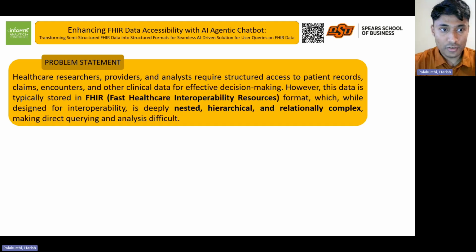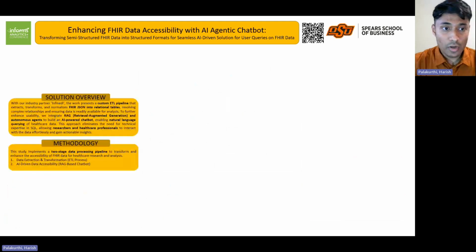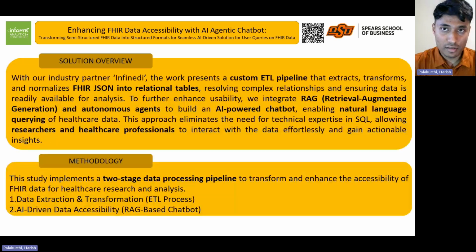So our solution to that problem is we need to extract the data from the FHIR and store it in relational tables. Extraction cannot be done directly by JSON flattening, so we need to use custom code for that part. Also, storing that isn't going to solve the problem for medical researchers or practitioners, because they will not have enough technical knowledge to write a query and access the data. So for that, we are making a chatbot which interacts with the providers, researchers, etc., in natural language.